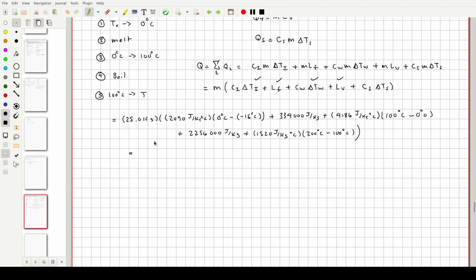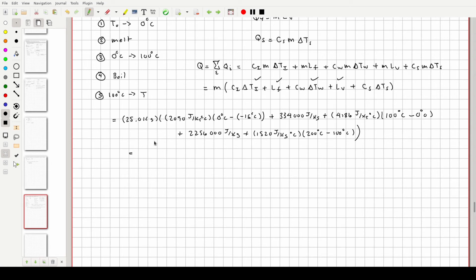So, if I plug this into my calculator, that's a pretty long one too. I have 25 kilograms times a bunch of stuff. 2090 times the change is 15 plus 334,000 plus 4,186 times the change in temperature is 100 plus 2,256,000 plus 1,520 times a change in temperature of 100.